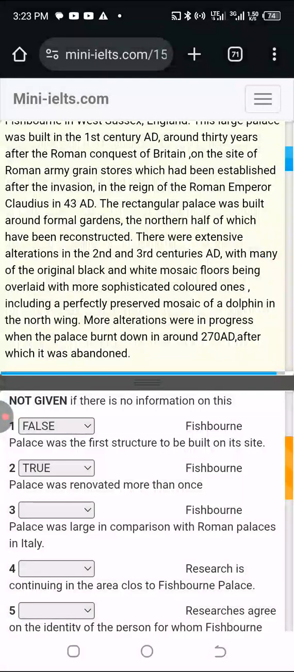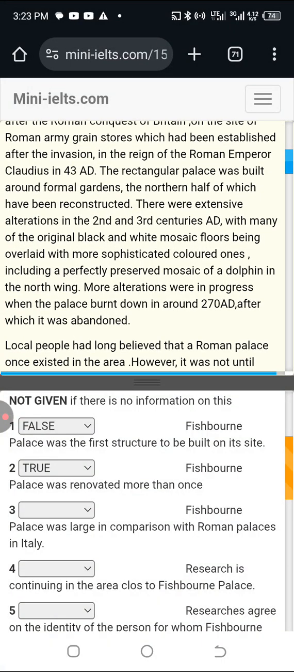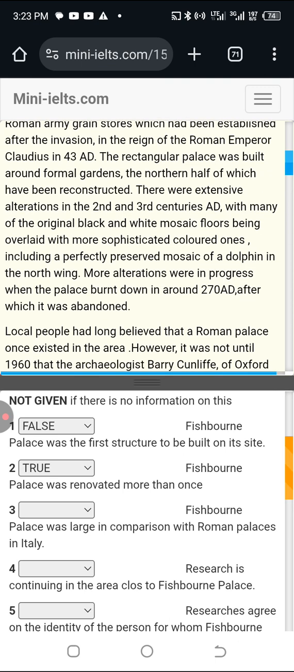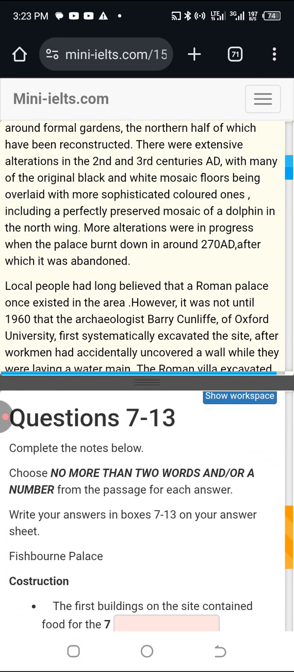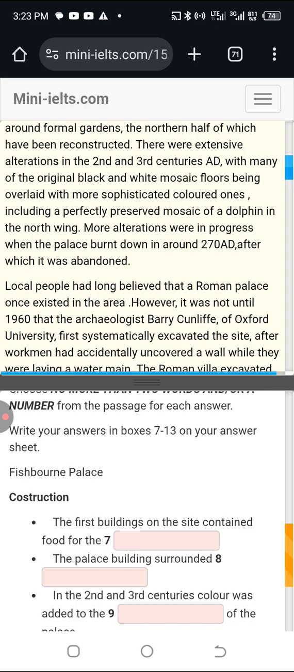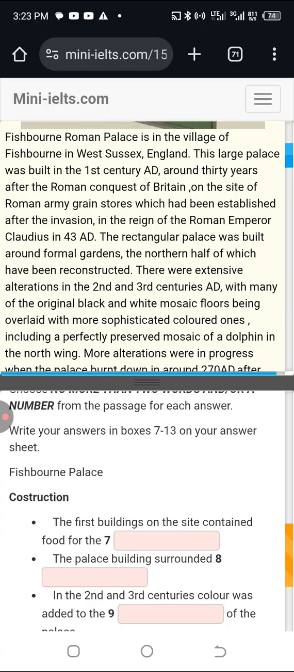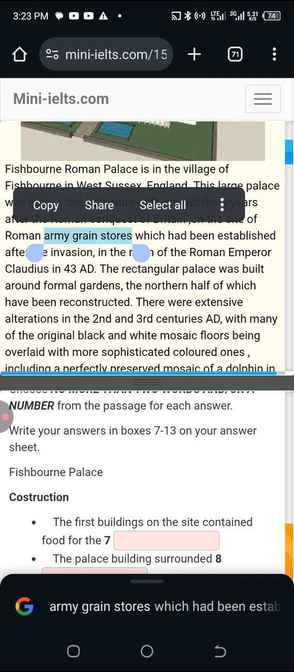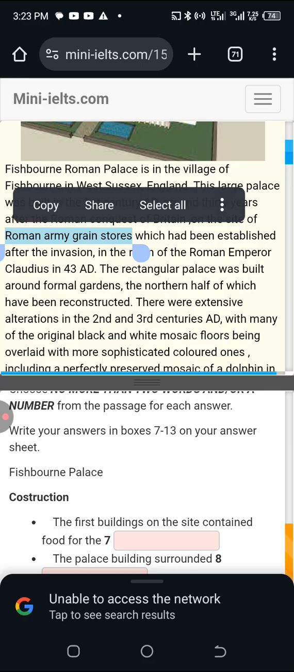Number three, Fishbourne Palace was large in comparison to Roman palaces in Italy. Was large. Is there anything like comparison in this paragraph? I can't see anything like comparison in this paragraph. Let me check the next set of questions. The first buildings on the site contained food for the, that's army. I saw something, grain stores. Roman army grain stores.